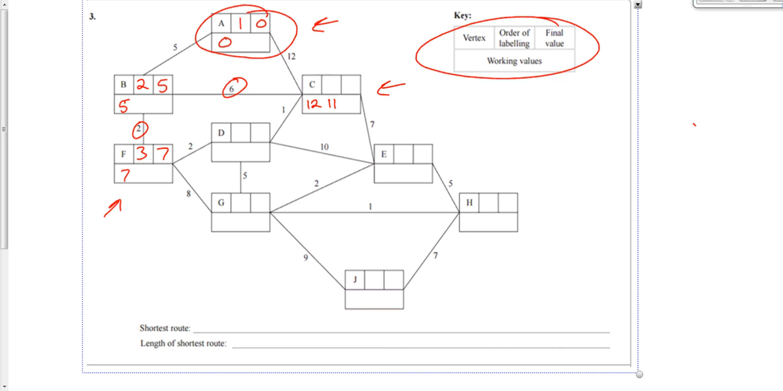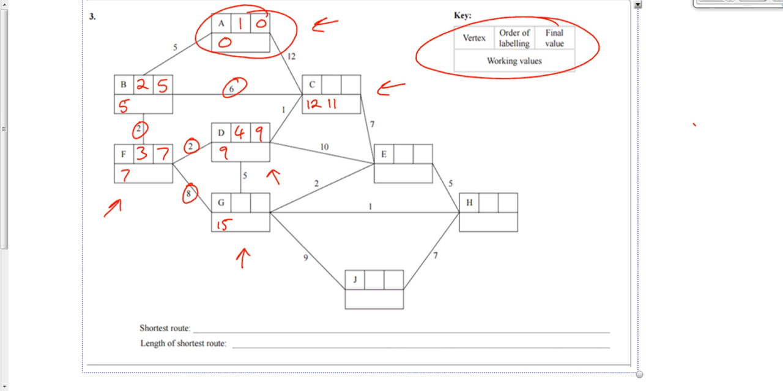So we've now got to see what comes off F. So we've got 7 plus 2 equals 9. We've got 7 plus 8, which is 15. We've now got 3 which have got working values that have not been made permanent yet. That's G, D, and C. So the smallest of the working values is D. So we label that one as 9. And we make that our fourth one.